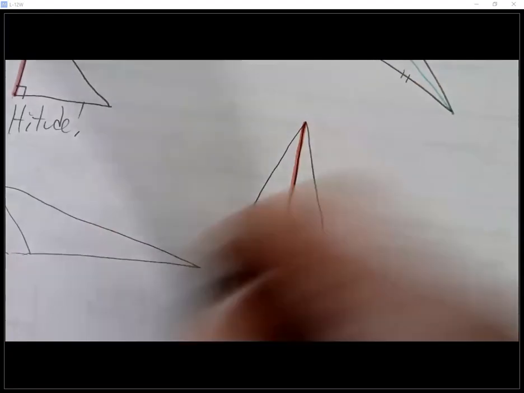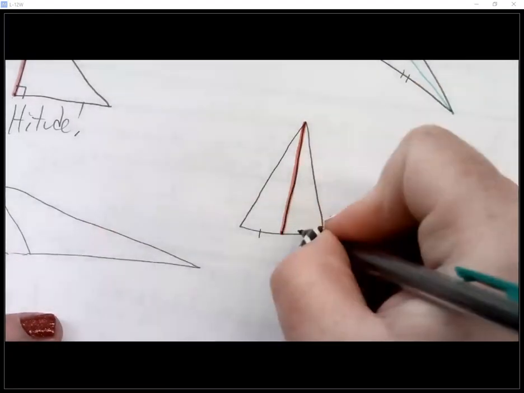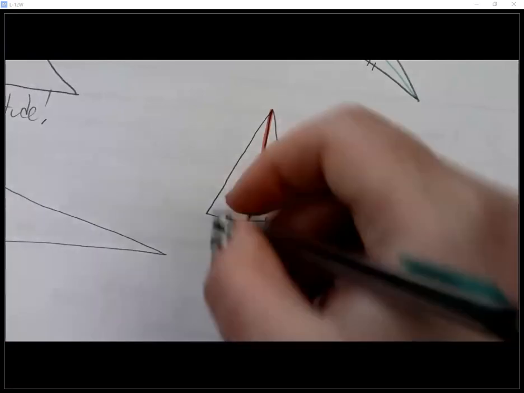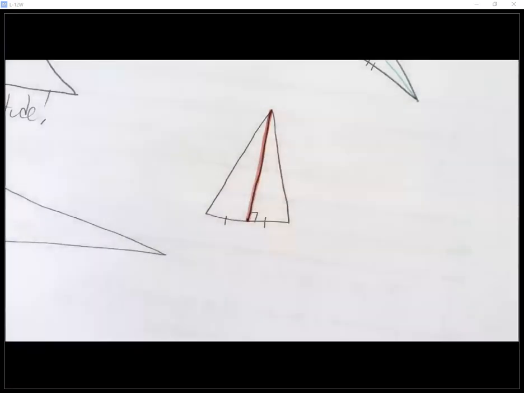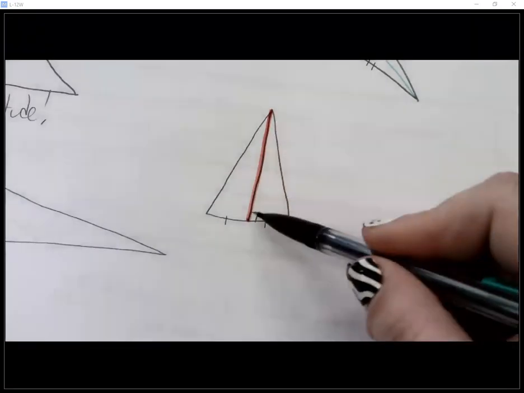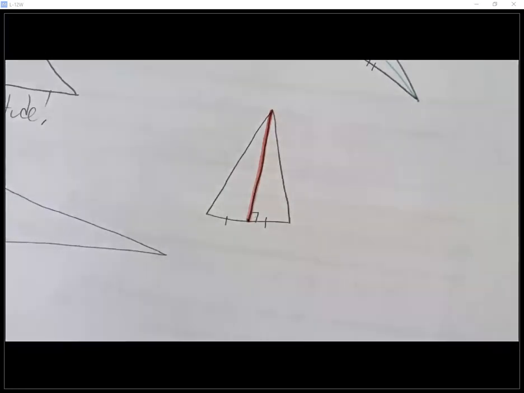What would this one be? Let's do this. What is that thing right now? Julia? It is a median. What is it if I do this? Isabella? It's a perpendicular bisector. So does that mean that a median and a perpendicular bisector could sometimes be the same thing? Sure. As long as it has both of these markings, now it's a perpendicular bisector and a median, right? It's both.